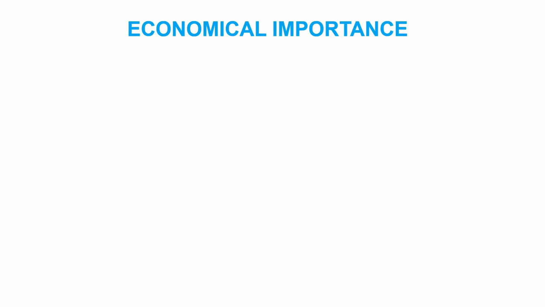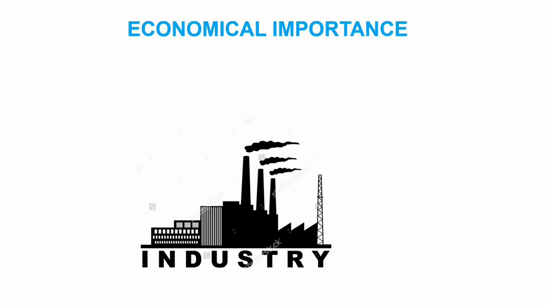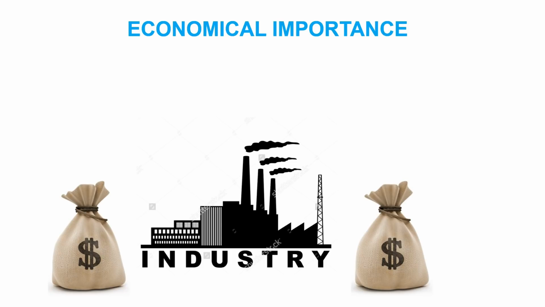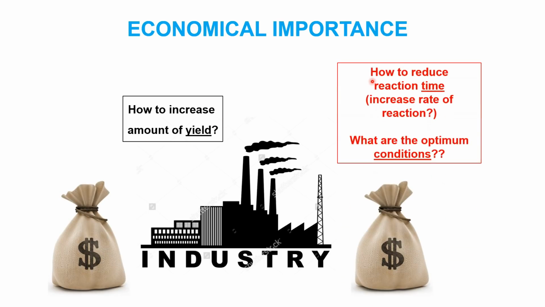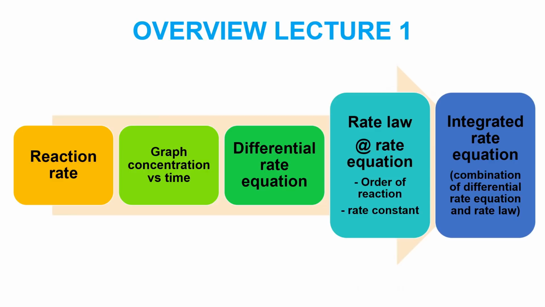This topic is actually very good for our economy. In any industry, normally the main focus is on the profit of the company. To gain the maximum amount of profit, the company should plan on how to increase the amount of yield or product formed by the company. To increase the amount of product, the company should plan on how to reduce the reaction time by increasing the rate of reaction and what are the optimum conditions to increase the rate of reaction.